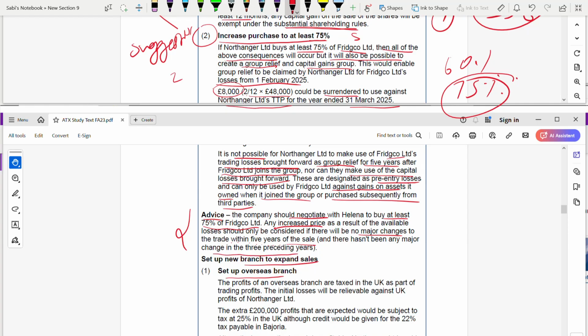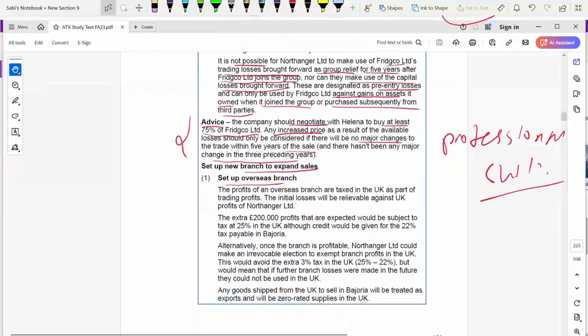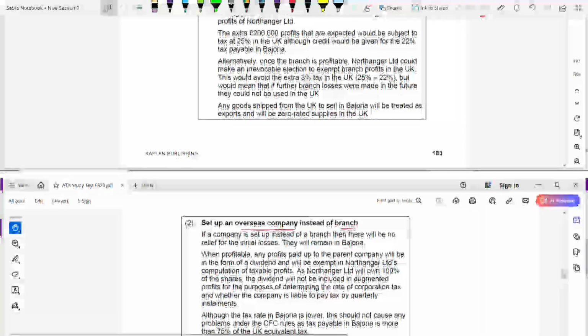Okay, you'll get some professional skill marks based on the quality of the advice that you are giving. If it's practical, you are going to get your professional skill marks along with it. If it's not, you are not going to get it. This is up to the candidate. Now the next, when you're setting up a new branch to expand the sales, first implications, then you will give the suggestion. Okay.